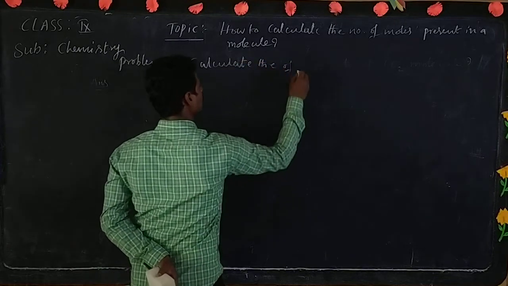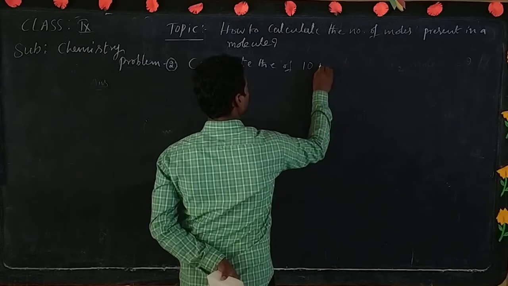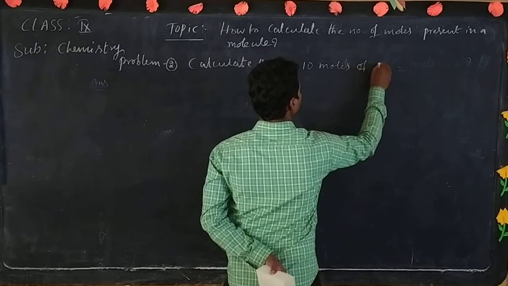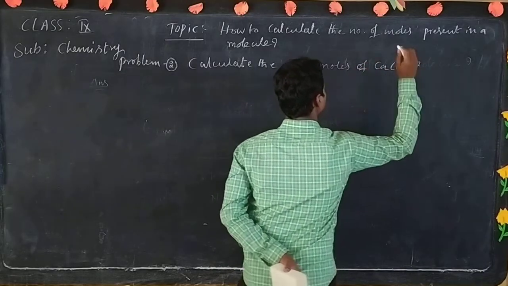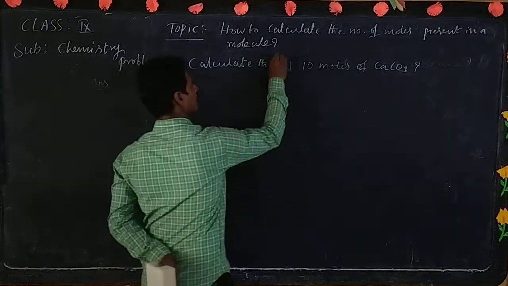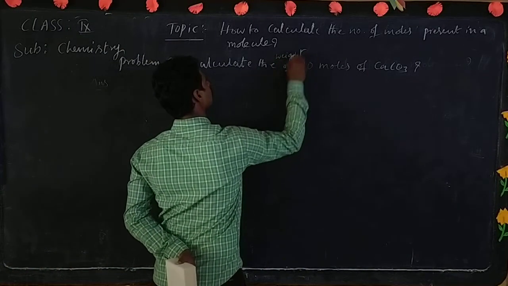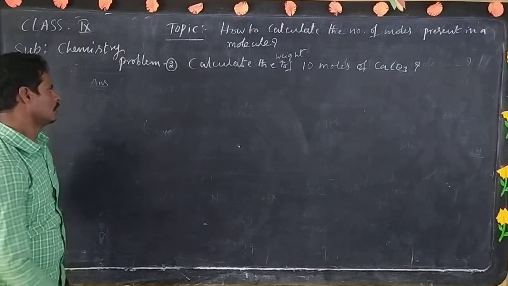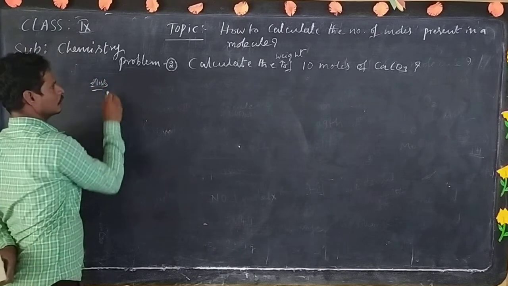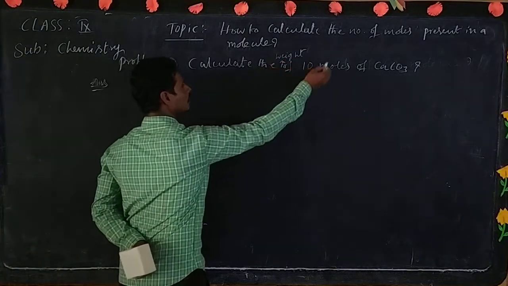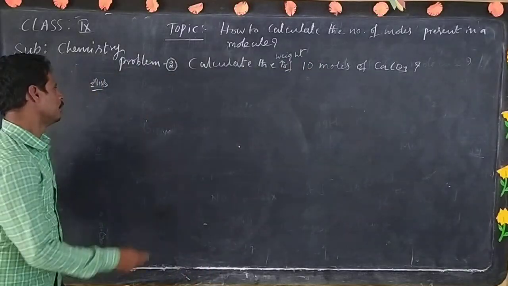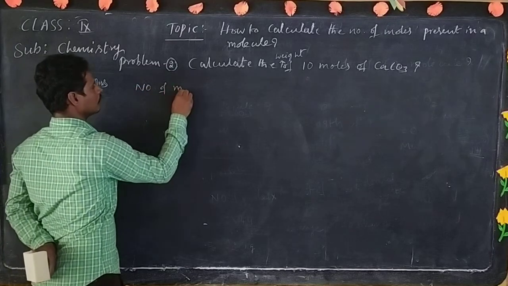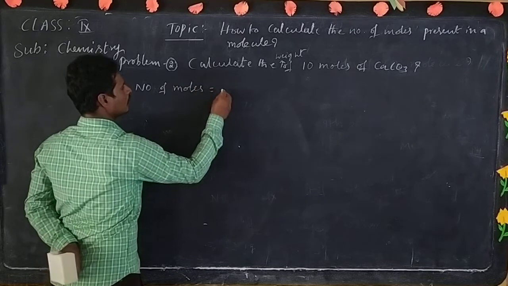Next, another problem. Calculate the weight of 10 moles of calcium carbonate. According to our question, we are calculating the weight of 10 moles of calcium carbonate. According to the question, what is given? Number of moles given. Number of moles equal to 10.